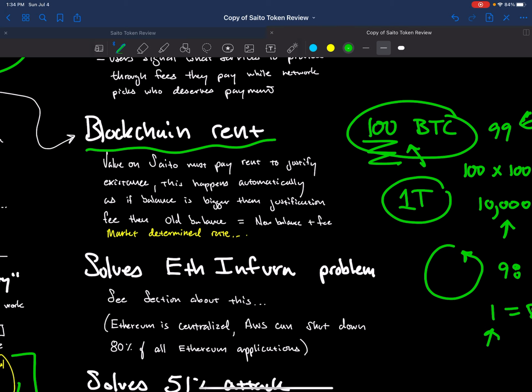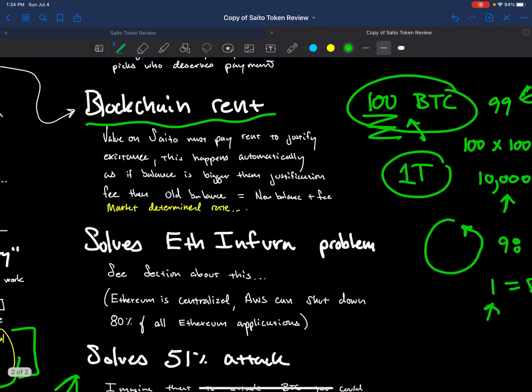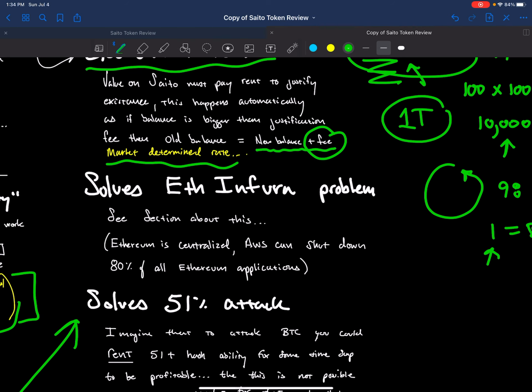And this happens automatically. Your balance will only pay if it would otherwise disappear, if it's the size of the fee to keep its persistence for each epoch. So the new balance that you'll have is the old balance minus that fee for persistence per epoch. And it'll be a market determined rate.